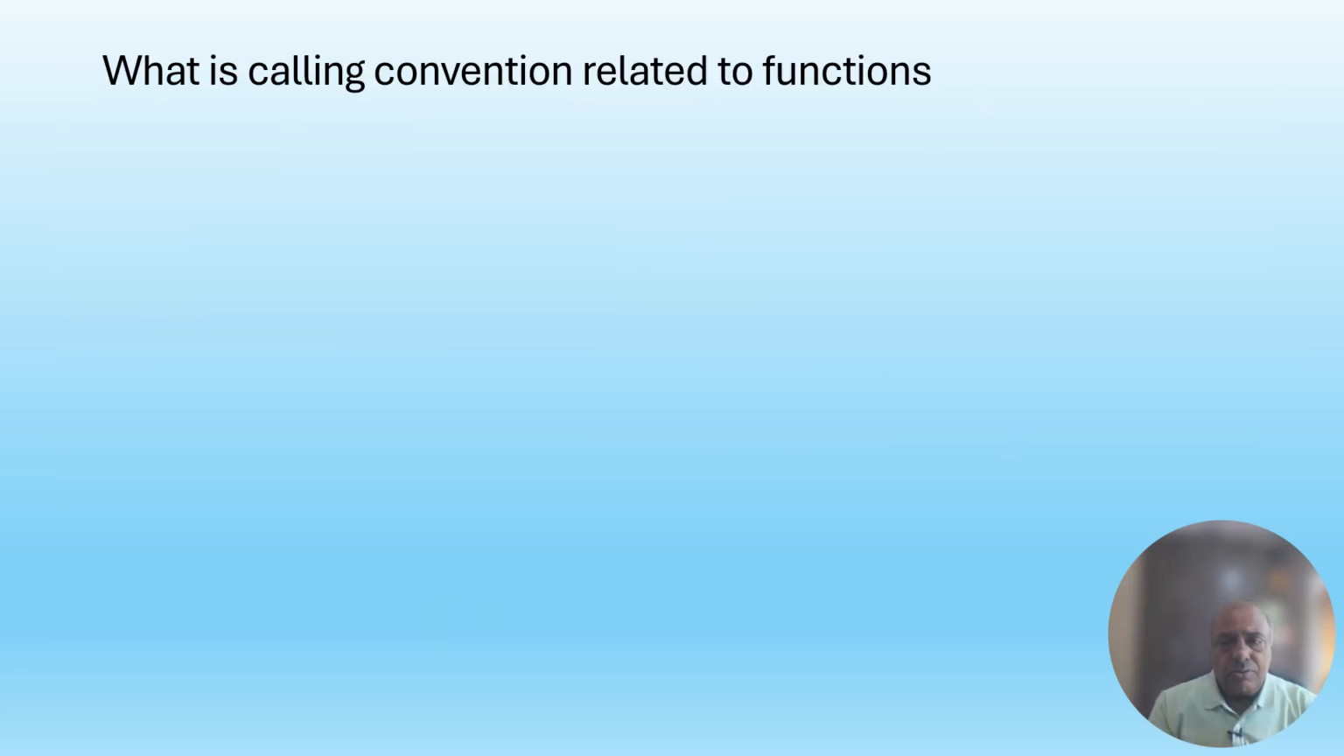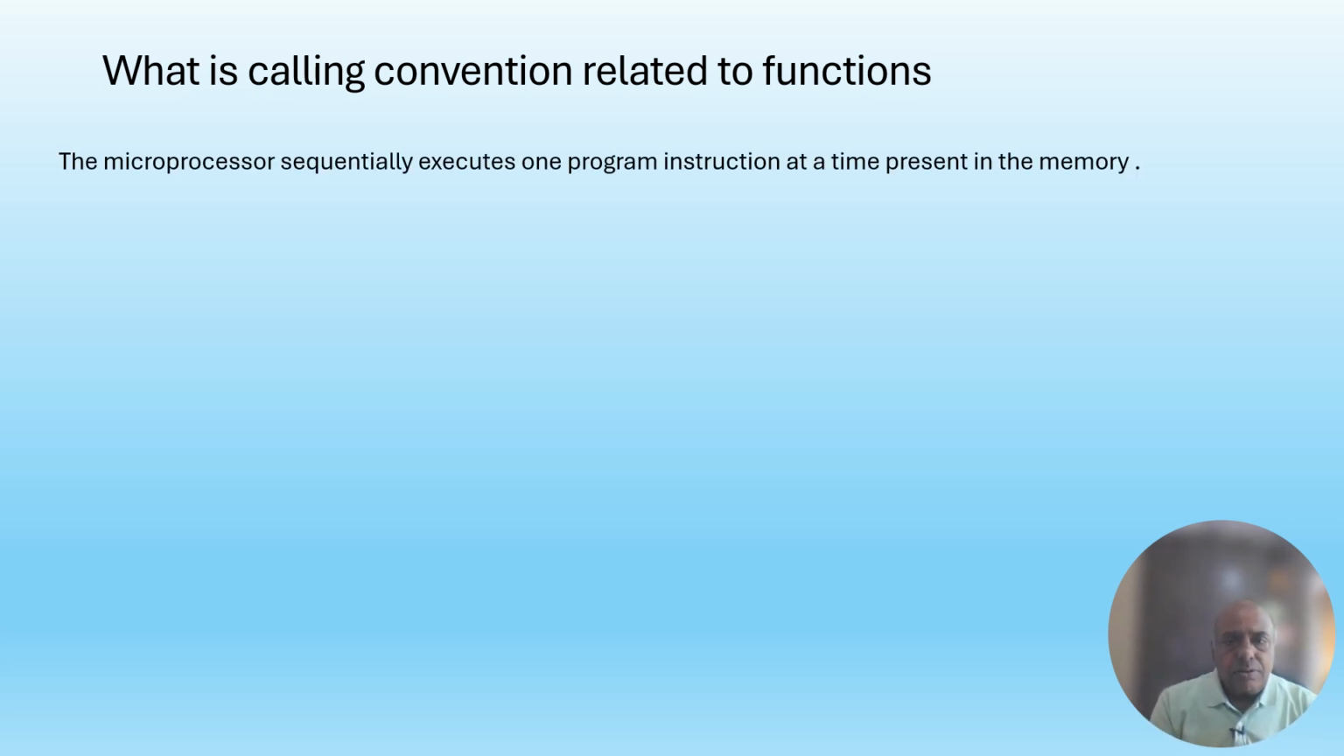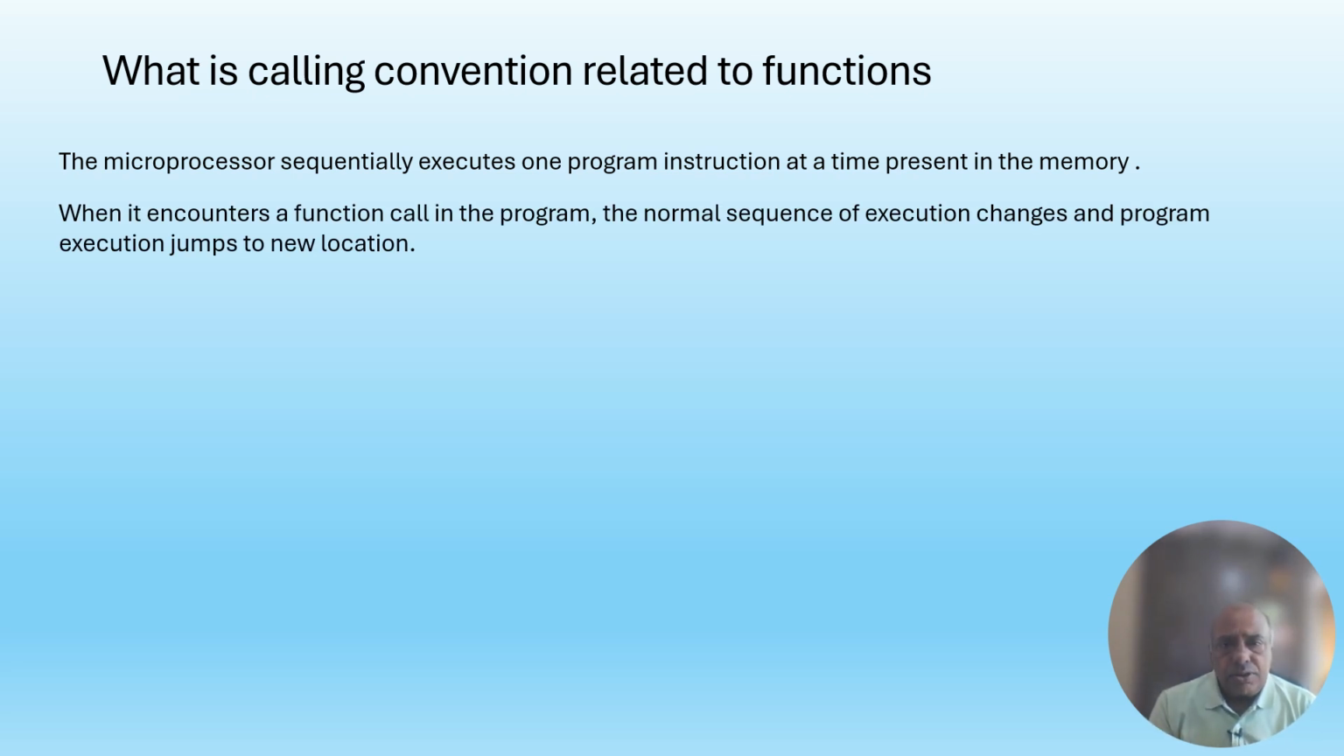So what is a calling convention? Why in this program were the values passed from right to left? What happens is the microprocessor which executes all our programs executes the program sequentially from one instruction to the next instruction, and it can execute only one instruction at a time, and all these instructions must be available in the memory, the data as well as instructions. When there is a function call in the program, the microprocessor's execution of the program jumps to a new location where the function has been stored by the compiler.